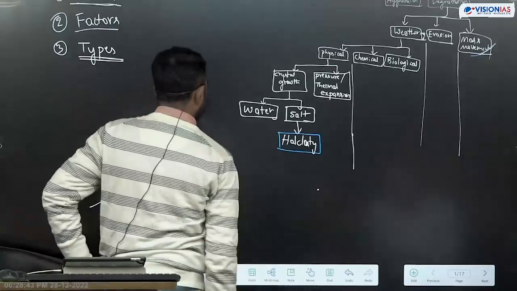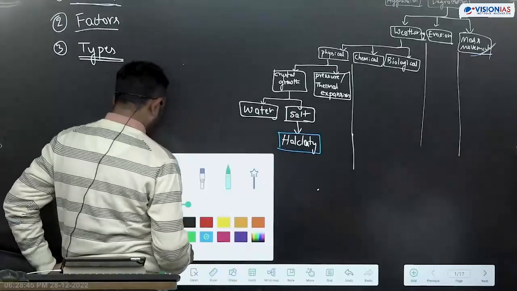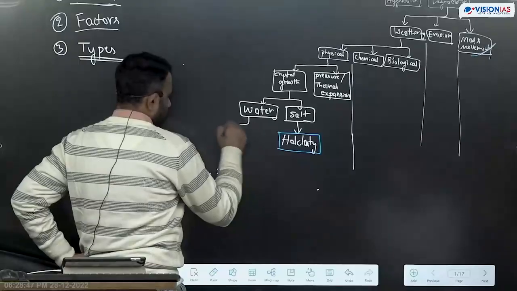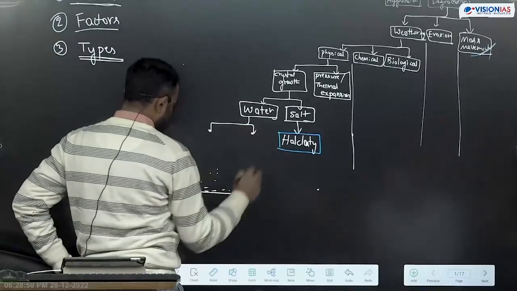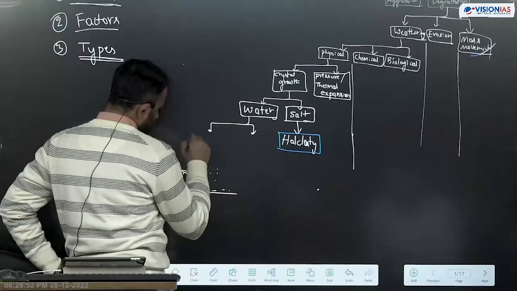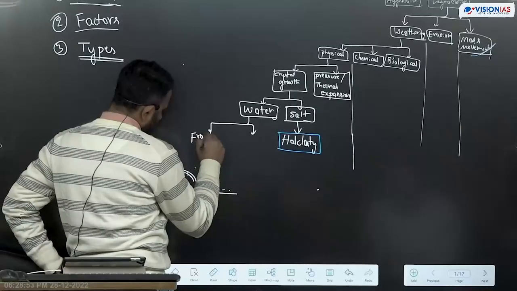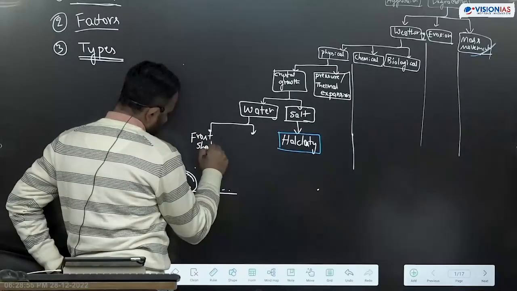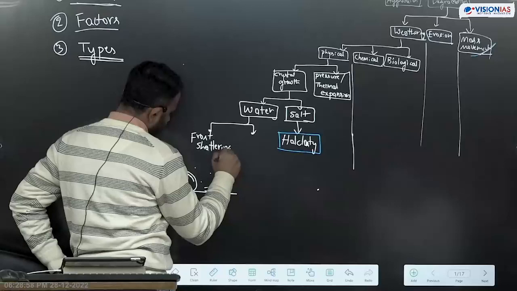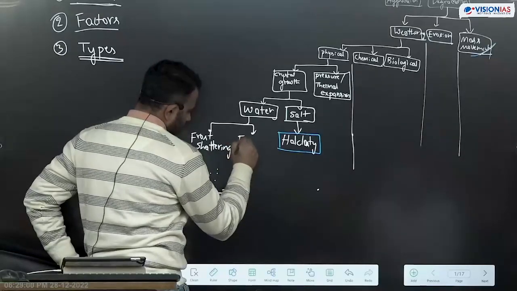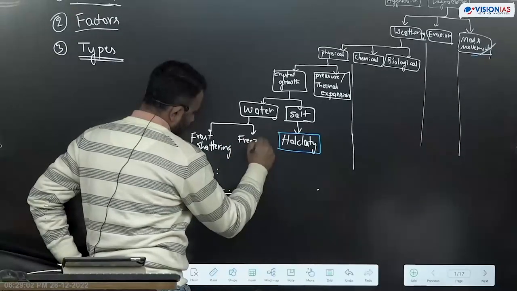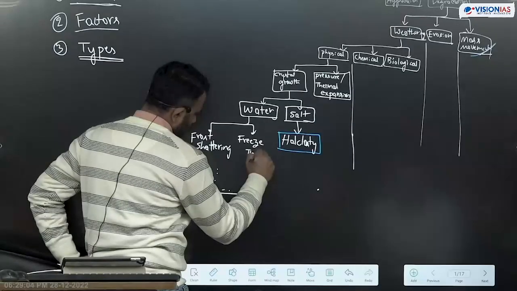Accumulation of water which causes the formation of ice crystals, that is of two types. One is frost shattering. Second one is freeze thaw.